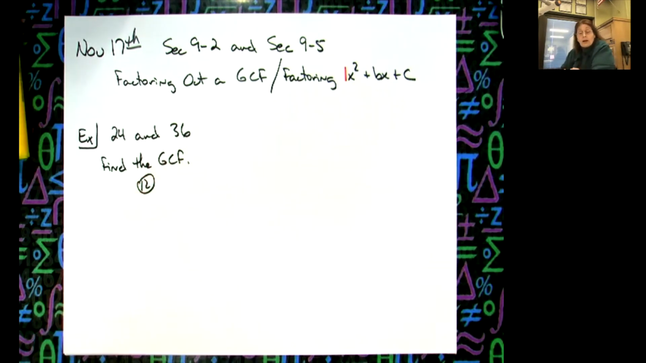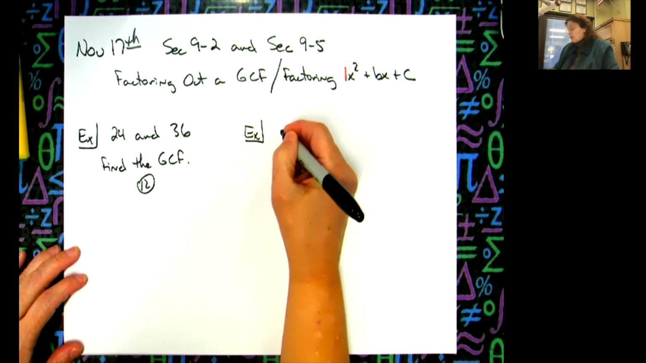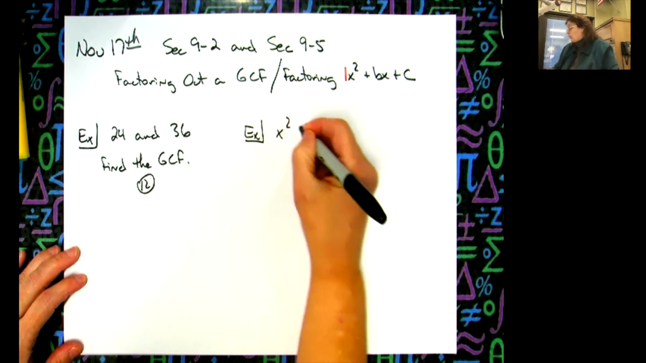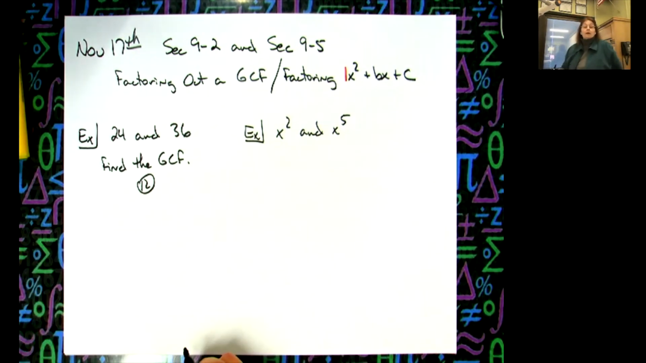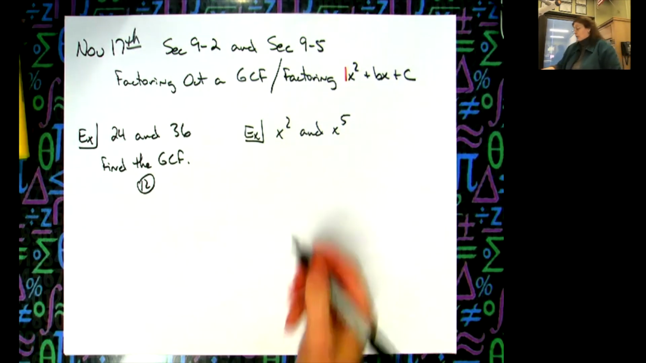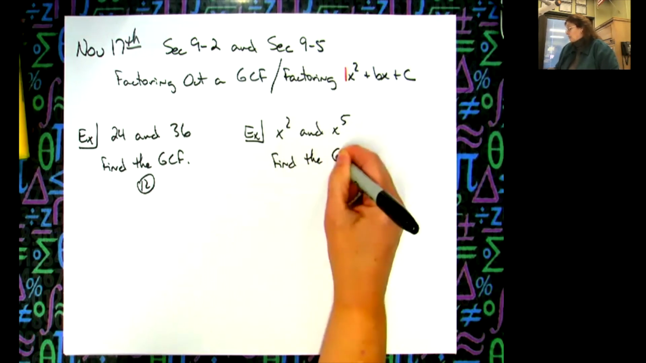All right, we're going to take that concept and use it on our coefficients. Okay, then we're also going to take a look at a greatest common factor pertaining to our variables. Okay, so the concept's the same. Let's say I had an x squared and maybe say an x to the 5th. All right, and I want to know what the greatest common factor is. Okay, so find the GCF.